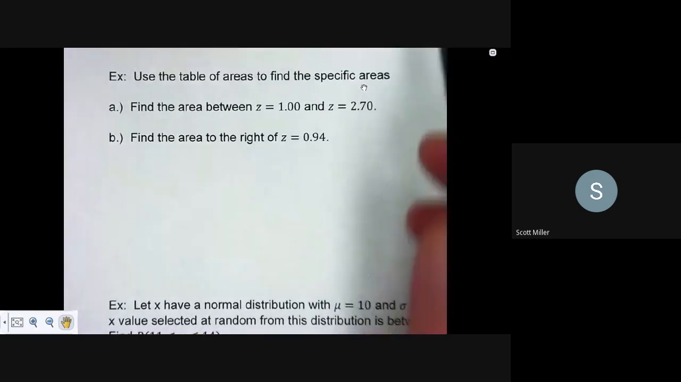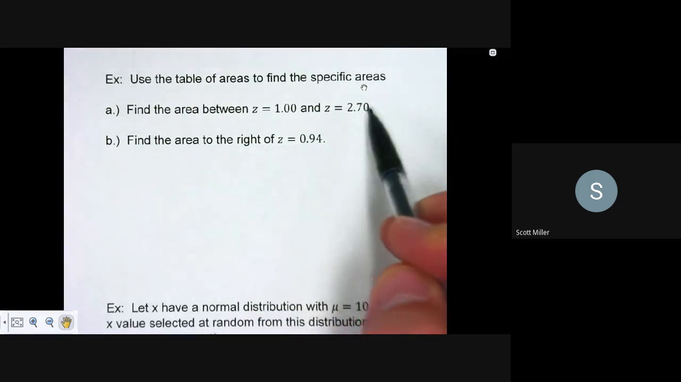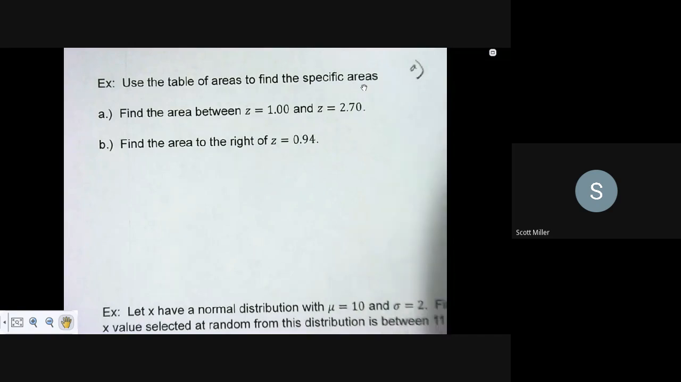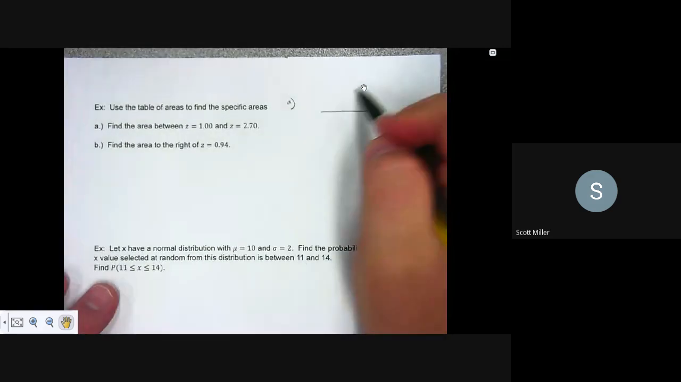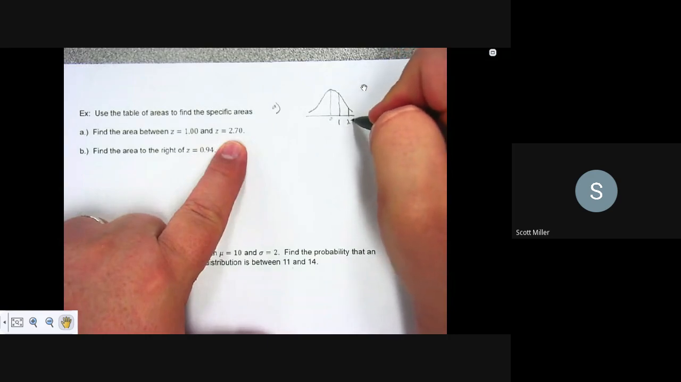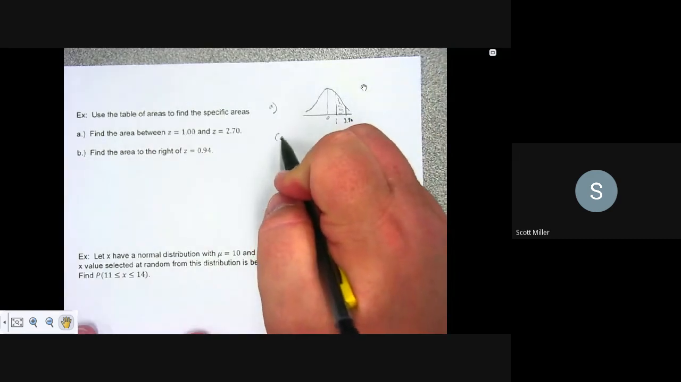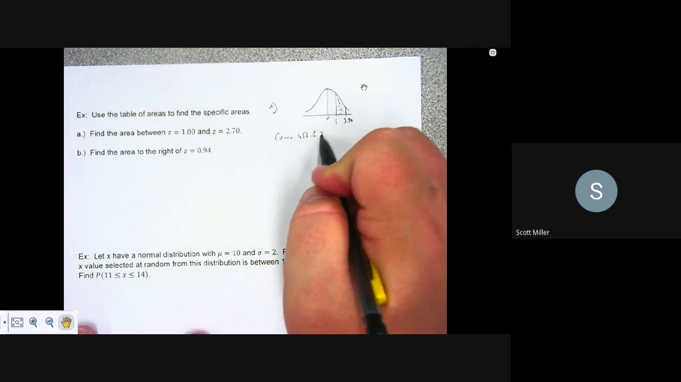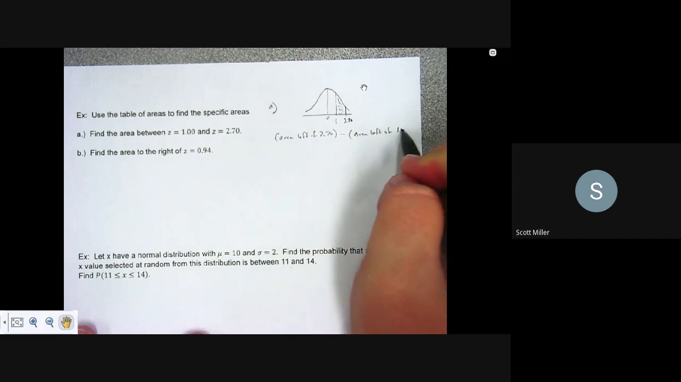All right, so here's an example we're going to do. We're going to find the area between 1 and 2.7. So again, let me draw our picture for this. Let me zoom back out again. So we draw our bell curve like this. What area am I looking for? Here is the 0. I want 1 and 2.7. So here is the 1, and here is the 2.70. So I want that area here. So I can see that I'm doing an area in between. So I want the area to the left of 2.70, and then I'm going to subtract the area to the left of 1. That's what I'm doing.